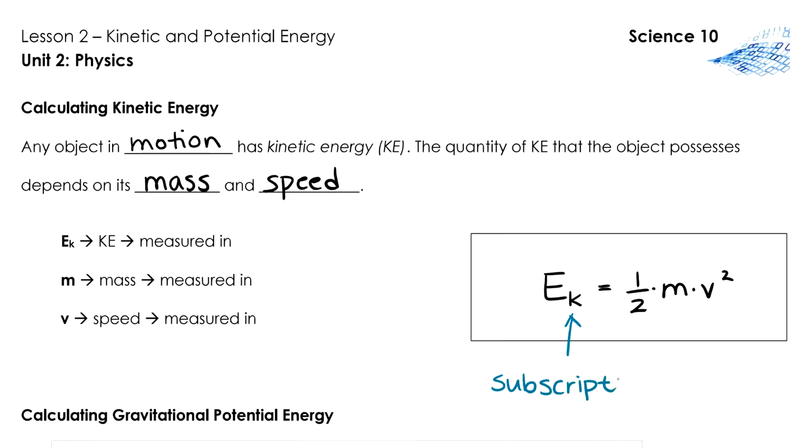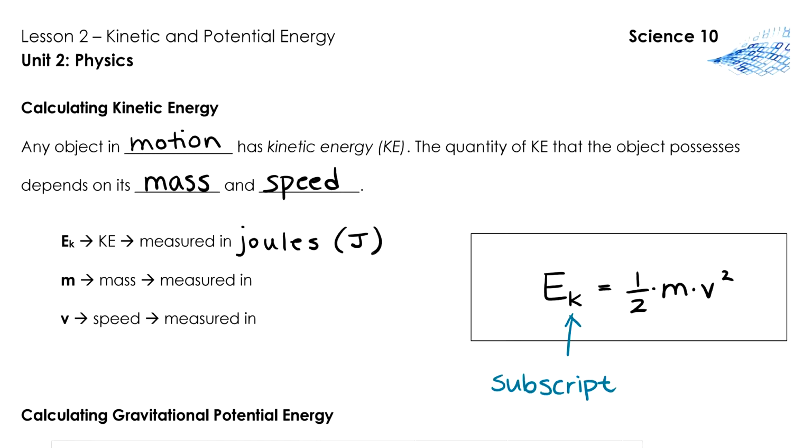A subscript is attached to a variable and is part of that variable. So it's not e times k, it's EK. You may also hear it referred to as e sub k, like e subscript k. That is our variable for kinetic energy. So kinetic energy, or EK, is measured in joules, which we abbreviate with the unit symbol J.